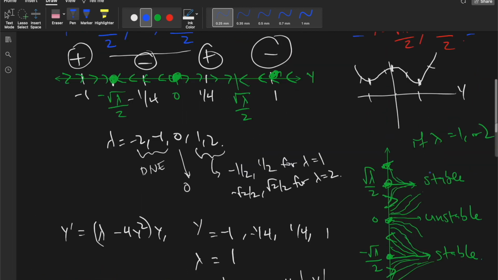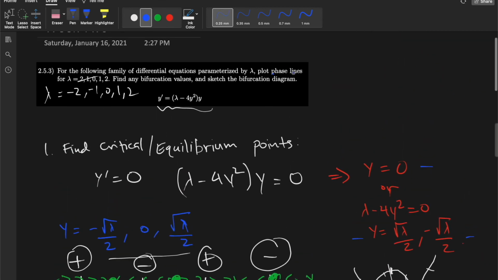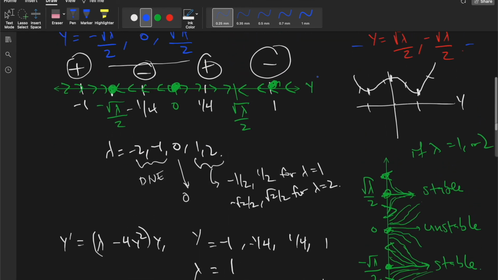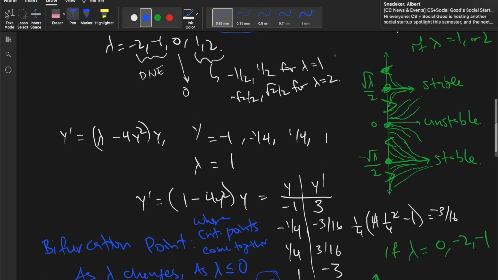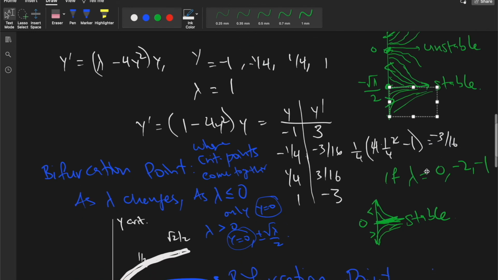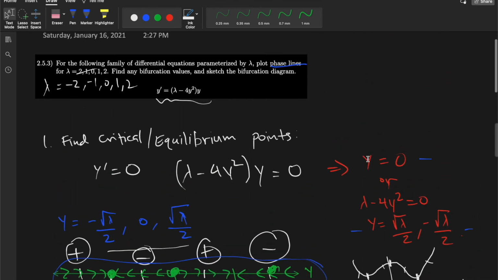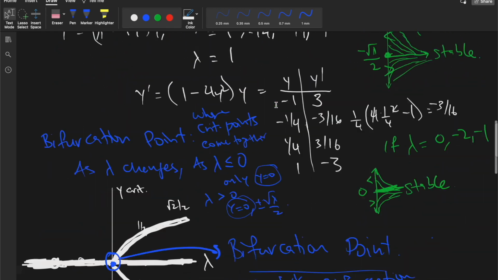And I think that's it. Let's take a look at the question. So we plotted the phase lines, which is right here. Right, this is plotting the phase lines. We classified them based on if they're stable or unstable. And we found the bifurcation values and sketched the bifurcation diagram. So yes, we're done.